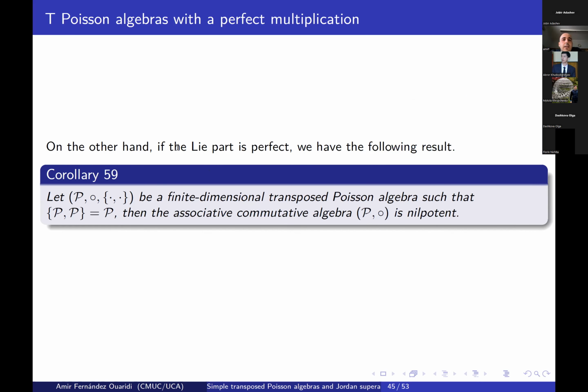On the other hand, if the Lie part is perfect, we have the following. If we have a finite-dimensional transposed Poisson algebra with perfect Lie part, then the associative commutative algebra is nilpotent. Okay.